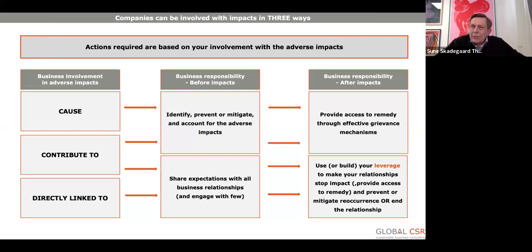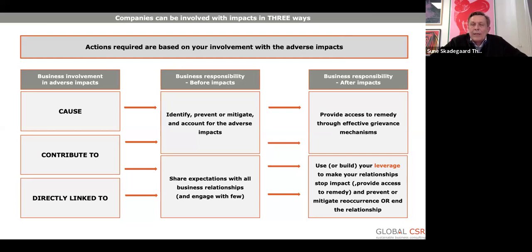And does it go wrong? Do we have actual adverse impacts on any of the human rights? We then have to provide access to remedy through effective grievance mechanisms when we cause or contribute to adverse impacts. This is not the case when we are merely linked to adverse impacts. We can participate in providing access to remedy, but it's not part of the responsibility.